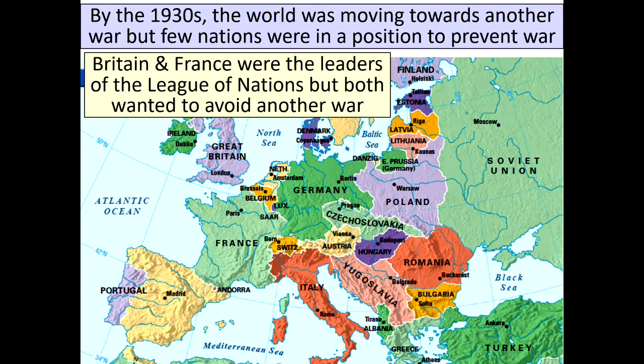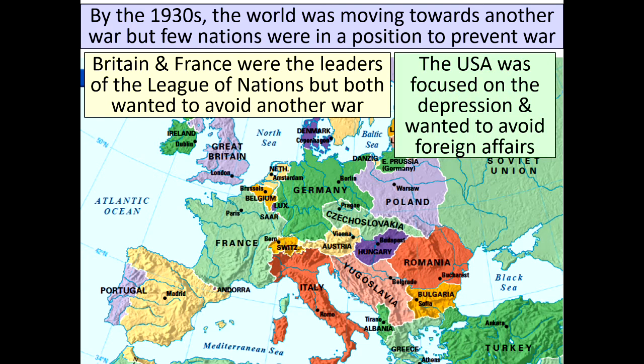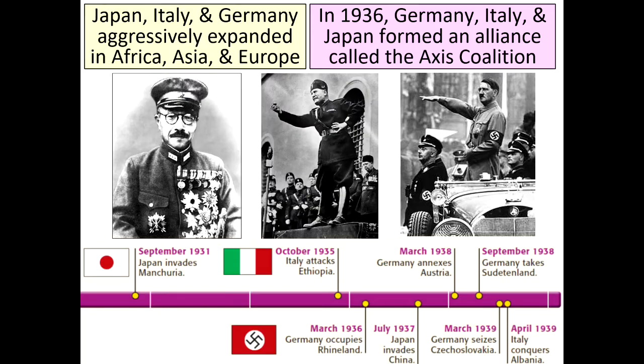Britain and France were the leaders of the League of Nations, but both wanted to avoid another war. The USA was focused on the Depression and wanted to avoid foreign affairs altogether. Japan, Italy, and Germany aggressively expanded in Africa, Asia, and Europe.